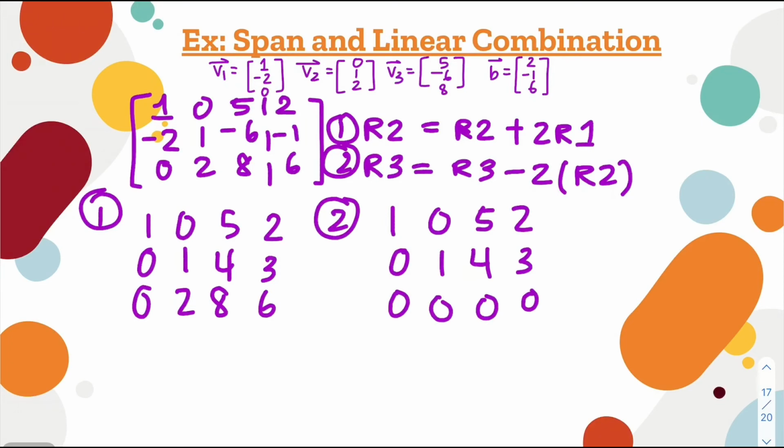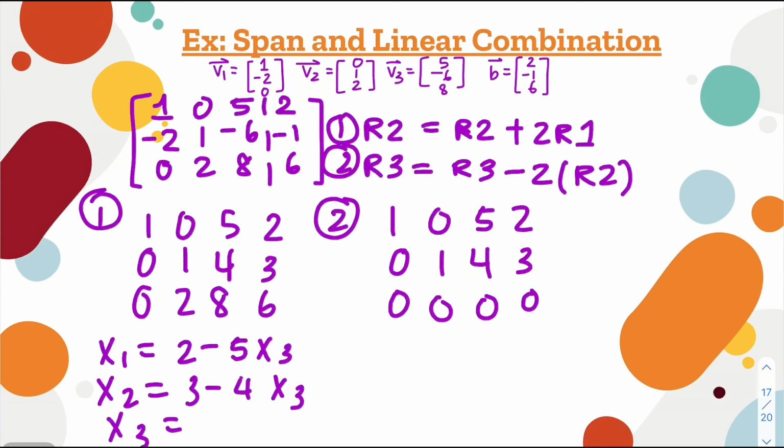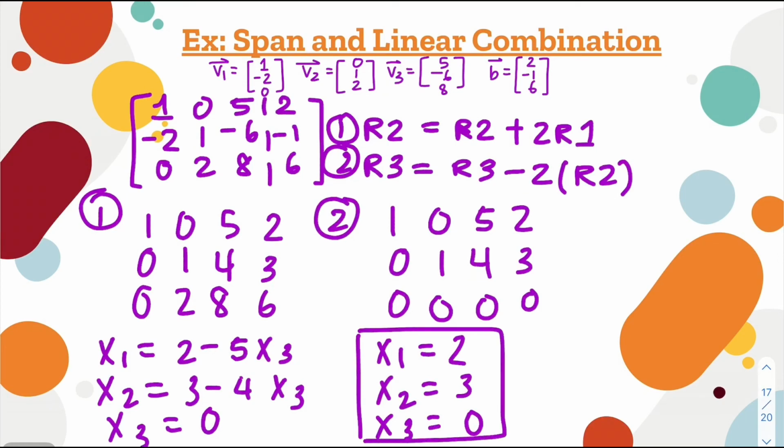Great. Now we want to solve for x1, x2, and x3. So you get x1 equals 2 minus 5 times x3, x2 equals 3 minus 4 times x3, and x3 equals 0, which means that x1 is 2, x2 is 3, and x3 is 0. So we found two things. We know that this matrix is consistent because we are able to find these values of the variables. And because it is consistent, we can determine our second thing, which means that b is a linear combination of the vectors, which means b is contained in the span of v1, v2, and v3.